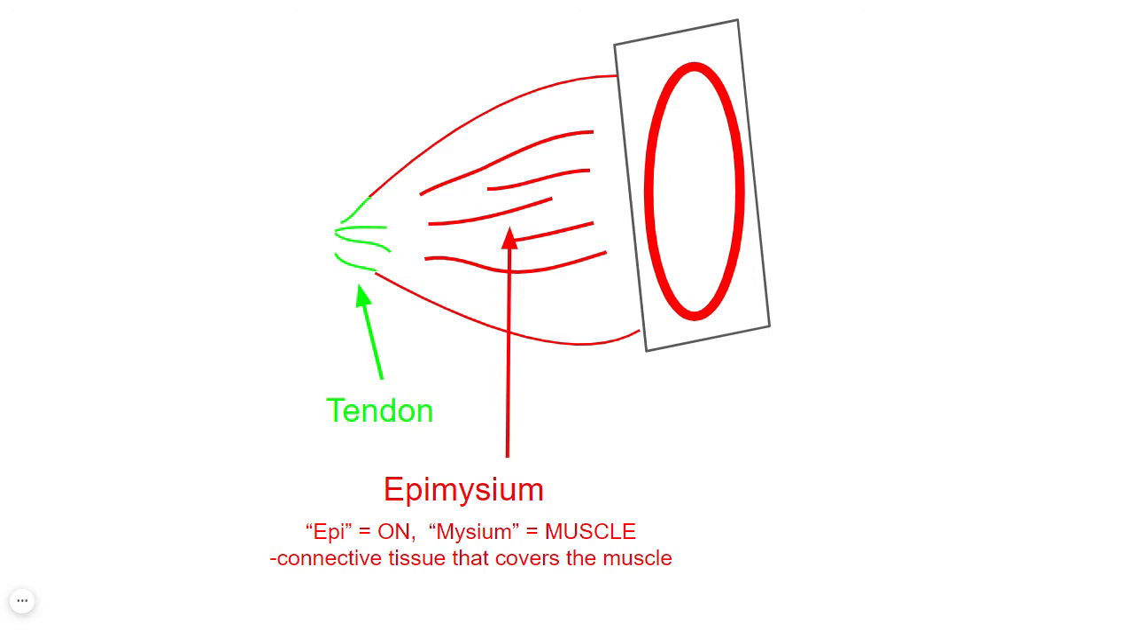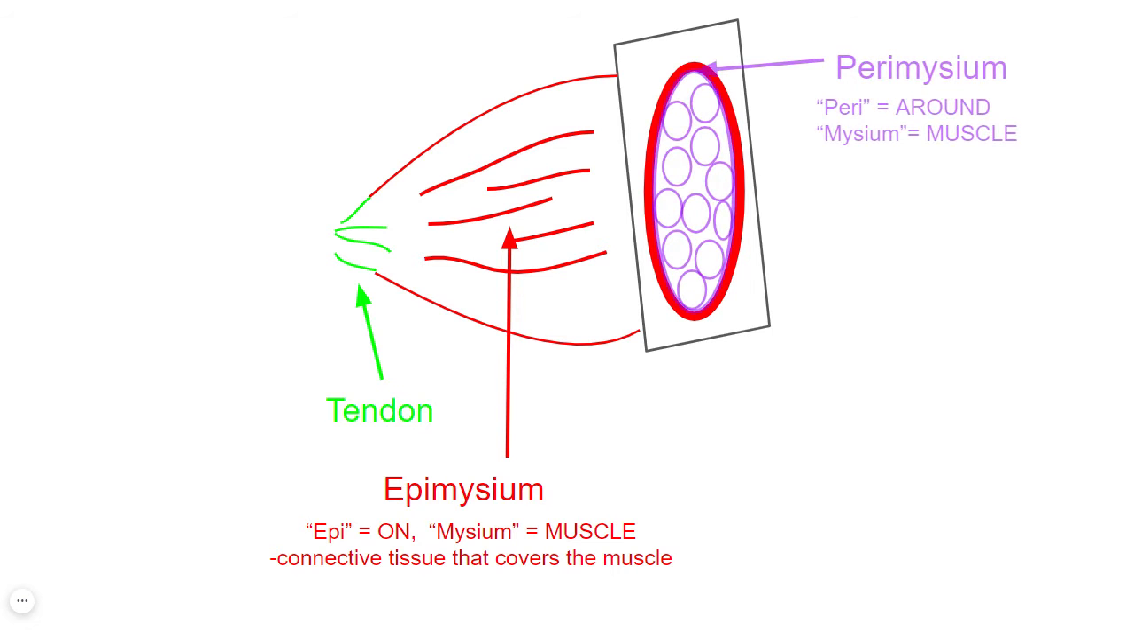Now we're cutting through this muscle, so you see that red ring there. Okay, inside that red ring is the perimysium. So we had epimysium that covered the muscle and its connective tissue. The perimysium, peri means around, mysium means muscle. So the perimysium is inside epimysium, and it basically encases all these tubes inside that muscle.